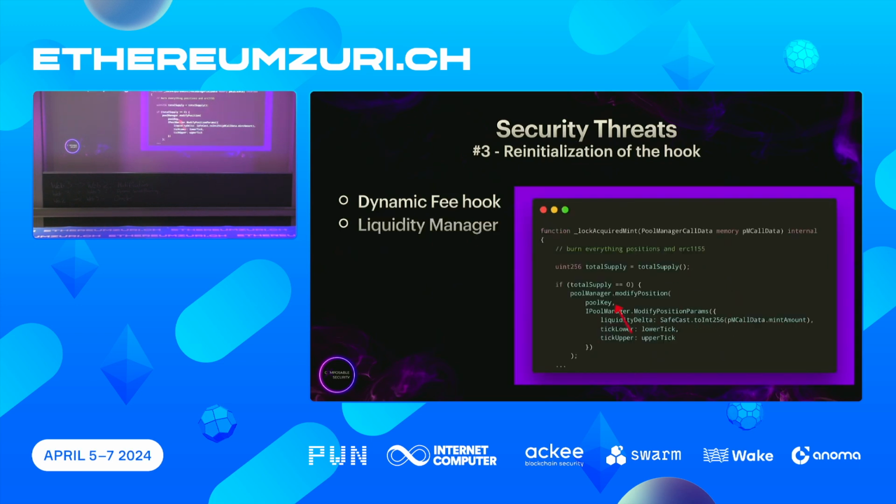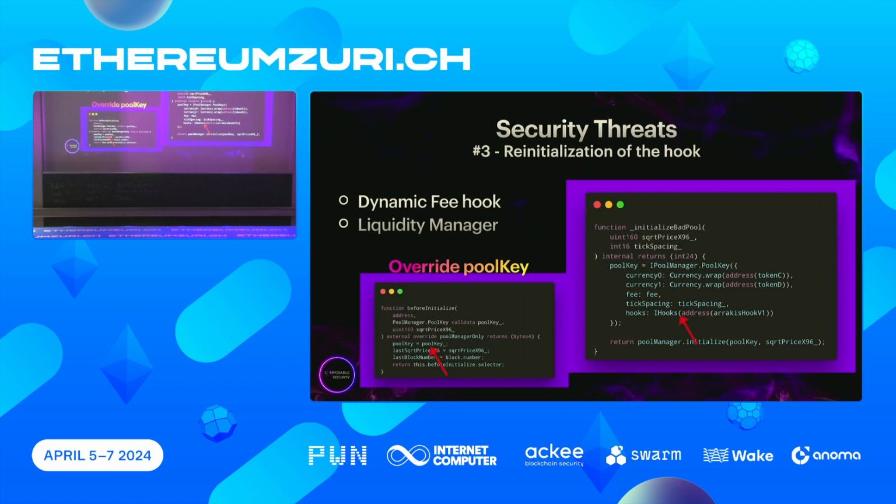And then this hook is also your liquidity manager, so it's also your pool operator. So you can add liquidity or remove liquidity. And as you can see, it works on this pool identified by the pool key that you just saved in the initialization, right? So what happens if we try to initialize another pool, but with the same hook?